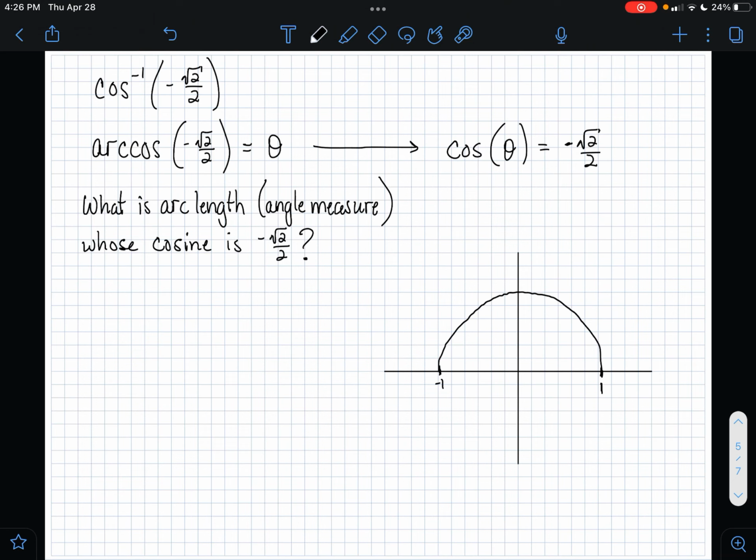All we have to do then is use our knowledge of the unit circle to say, okay, well, I know that there is a point over here that has an x coordinate of negative root 2 over 2. The only question is, what is the angle measure? Well, the angle measure would have to be 3 pi over 4. So the arc cosine of negative root 2 over 2 is equal to 3 pi over 4.